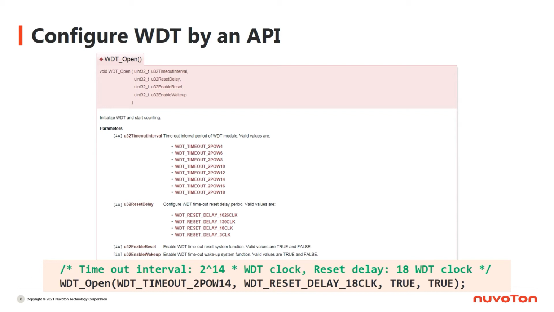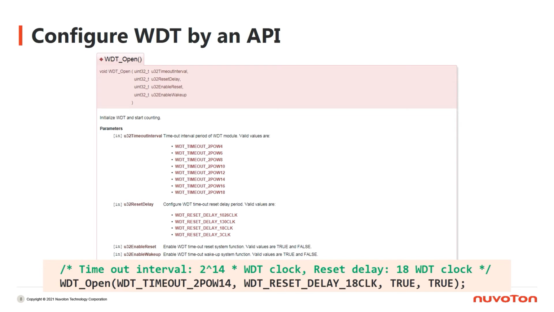In the example, it sets the WDT timeout interval as 2 to the power of 14 WDT clock time, and sets the reset delay period as 18 WDT clock time. Besides, both the reset and wake up are enabled. It means when WDT is timeout, it will trigger both reset and wake up. Since there is a reset delay period set, the wake up will be triggered first. Then, the system will be reset after the delay period.